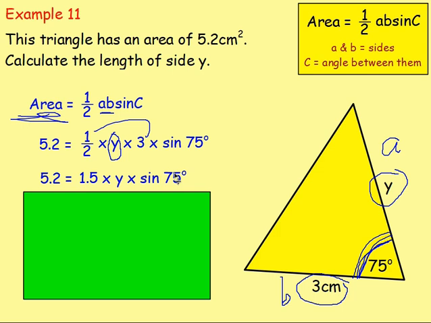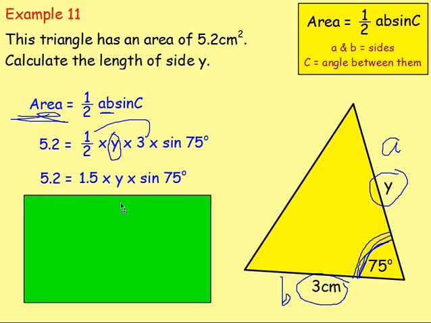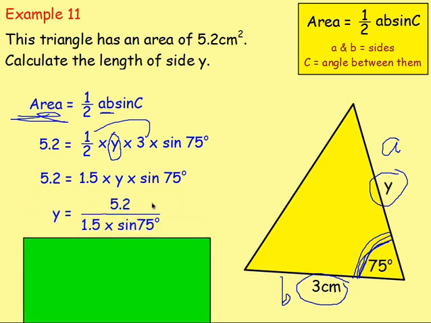And then to get y on its own, do 5.2 divided by that decimal. I just prefer to avoid the decimals. To get the y on its own, I'm really multiplying it by the 1.5 times sine 75. So I'm getting rid of that multiplied by the 1.5 times sine 75. And therefore, to get rid of the times by the 1.5 times sine 75, I would divide by that. So to get y on its own, I'm doing the 5.2 divided by 1.5 times sine 75.